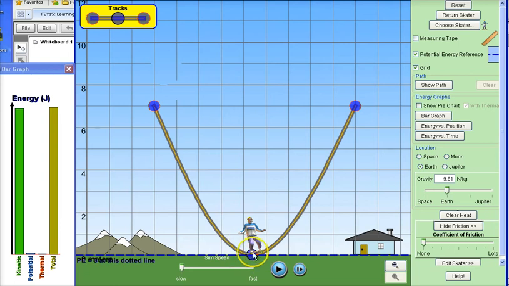So he has some kinetic energy here, which means he's going to move up. Now the question is, how far up is he going to move? Will he move to a height of 7 units from the ground? Will he move to a height of 5 units from the ground, which is somewhere over here? Will it be 3 units, which is somewhere over here? What will it be? What do you think? Where will he go to?